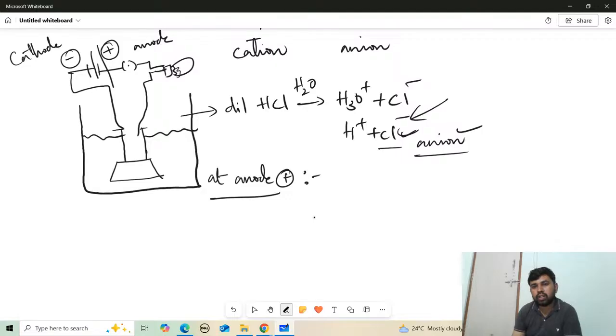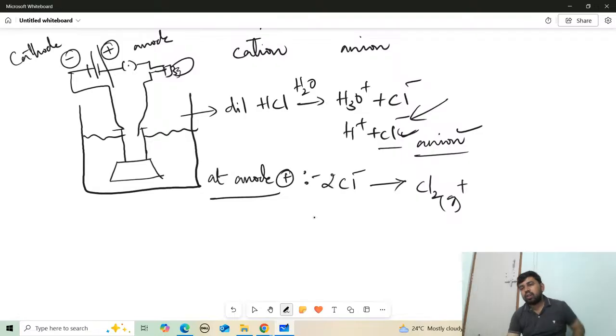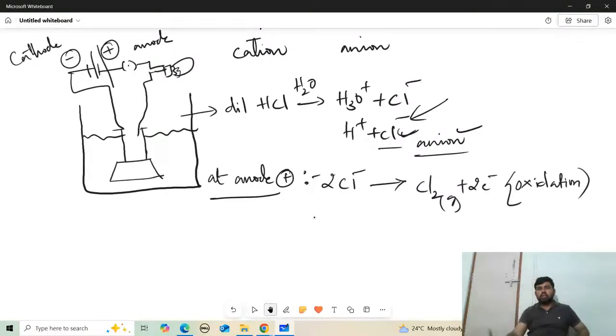So here chlorines are there. Two Cl minus ions will go near where, sir? Near the anode. What happens, sir? Cl2 gas will form, sir. Yes, definitely. So one chloride loses one electron, two chlorides lose what, sir? Two electrons. Can you guess which process it is? Loss of electrons is called what, sir? Oxidation. So remember, near the anode, oxidation will take place.